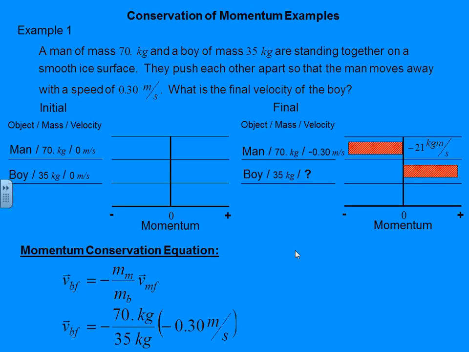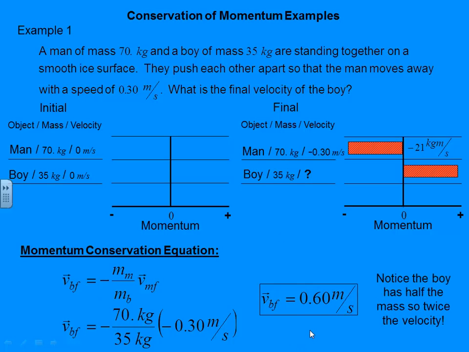Plug your numbers in. Notice that the negatives cancel, the negative from the algebra and the negative from the final velocity. So the boy gets a positive final velocity of 0.60 meters per second. Now the interesting thing to look at here is, of course, the proportionality of the whole thing. The boy has half the mass, so he has to have twice the velocity, so that 35 times 0.6 is a positive 21 kilogram meters per second, and he will have enough momentum to cancel out the man so that the final momentum is also 0.